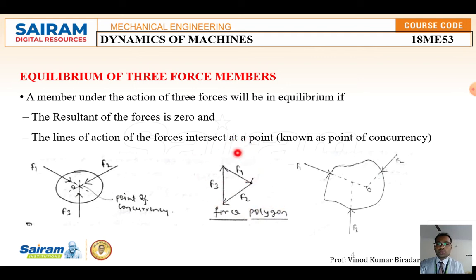This is also very important. In the examination they may ask you to state the condition for a three-force member. Then you have to write the two diagrams, diagram number 1 and diagram number 2. This is a force diagram, and based on this we draw the diagram called the force polygon. So this is about the equilibrium of a three-force member.